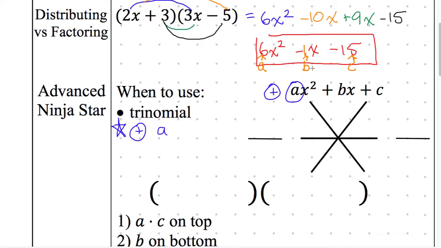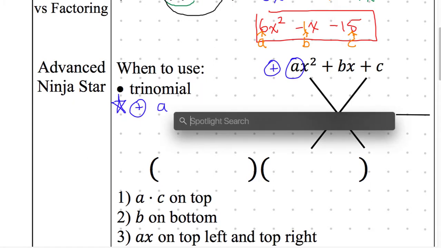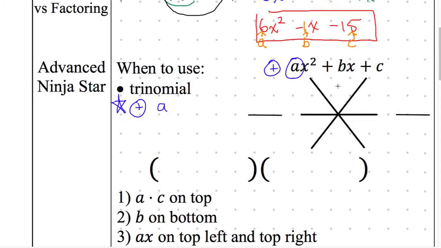So who can tell me what to write on the top and the bottom? I need someone to do step 1 and step 2. What do I do on this Ninja Star? Anna, go for it. On the top you do negative 15, and on the bottom you do negative 1. So we'll have to be a little bit careful. I'm actually going to have to multiply A times C on the top. So I'm going to have to do 6 times 15. And really quickly, I can do that for us. 6 times 15 is 90. So what number goes on the top? 9. Careful. Negative 90.